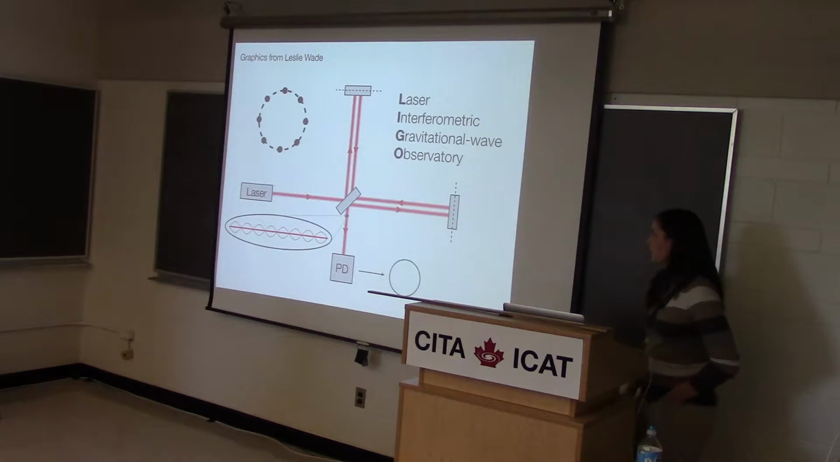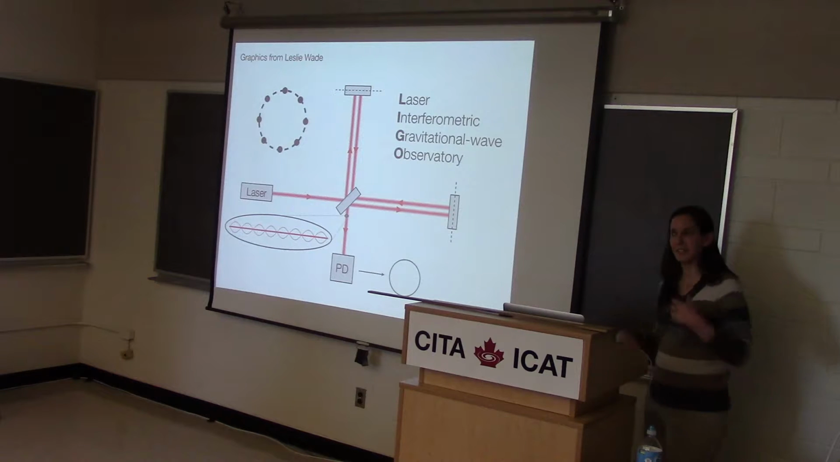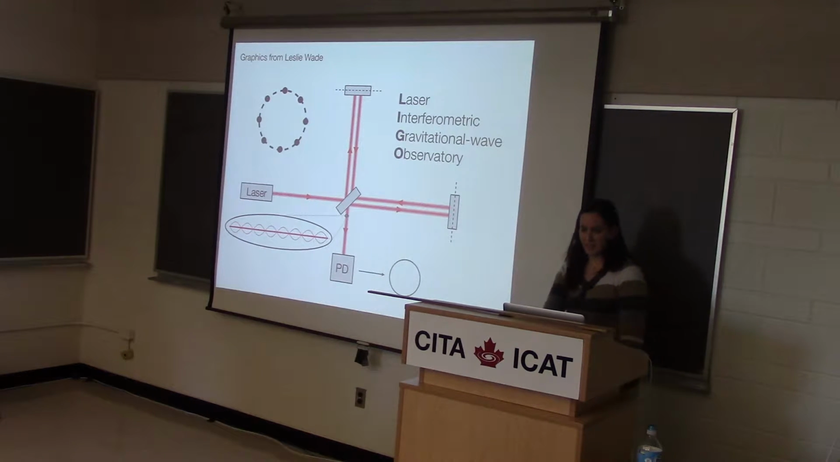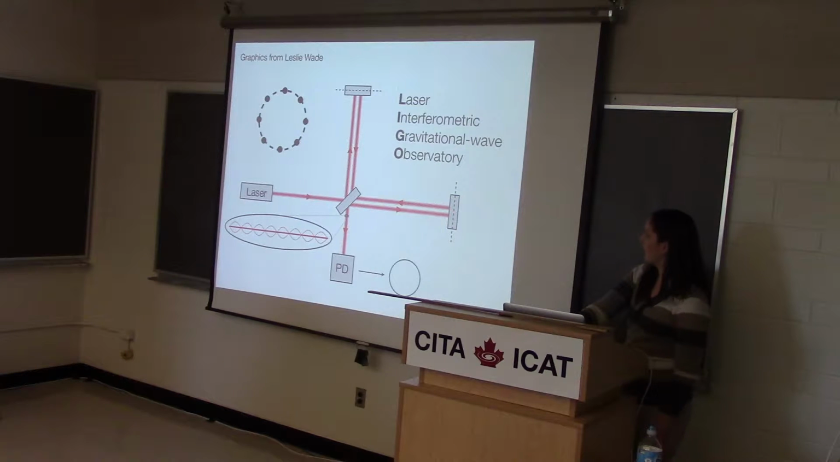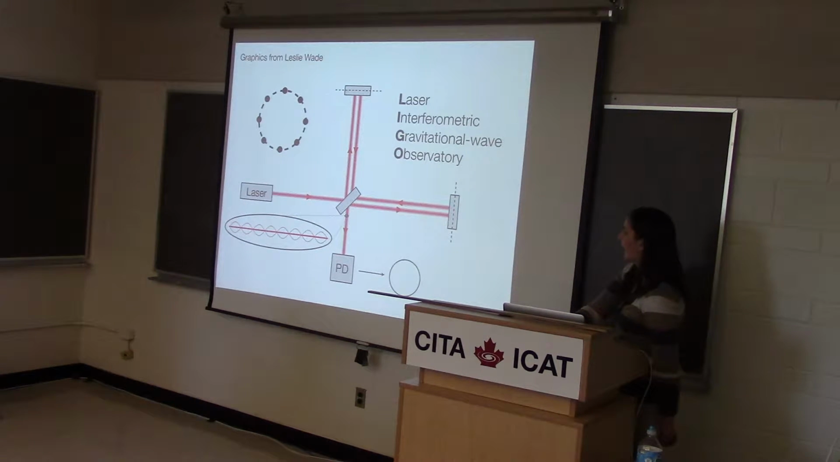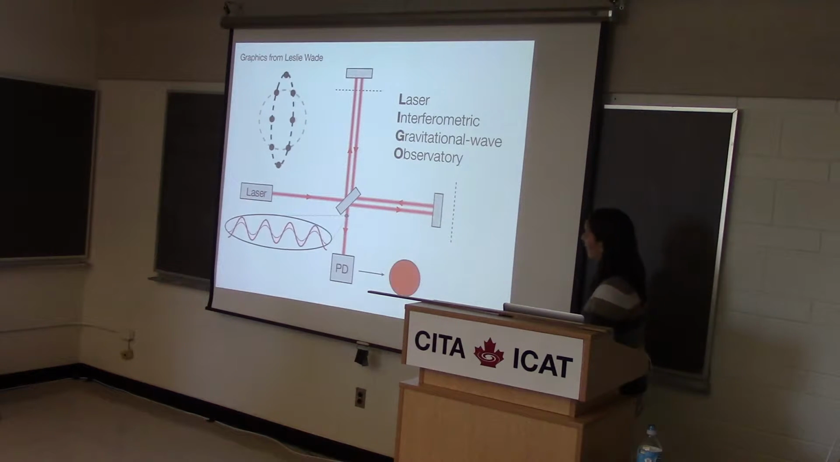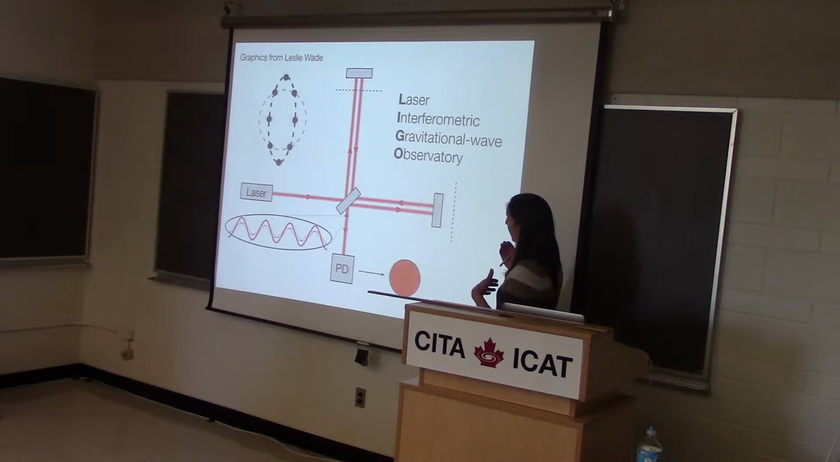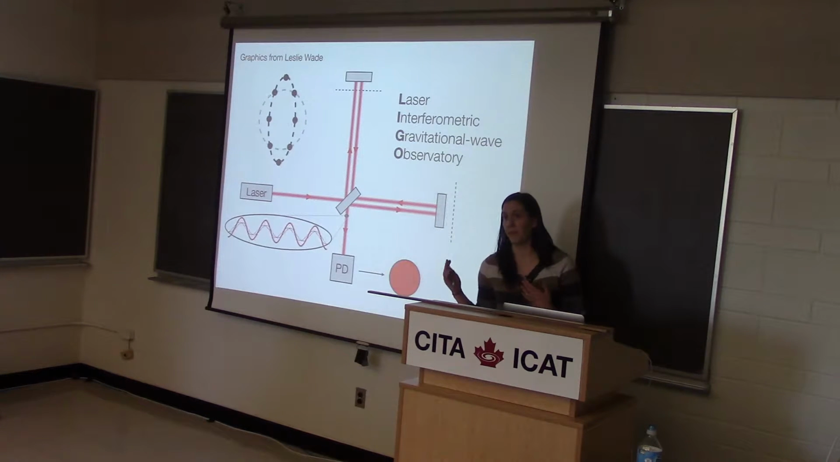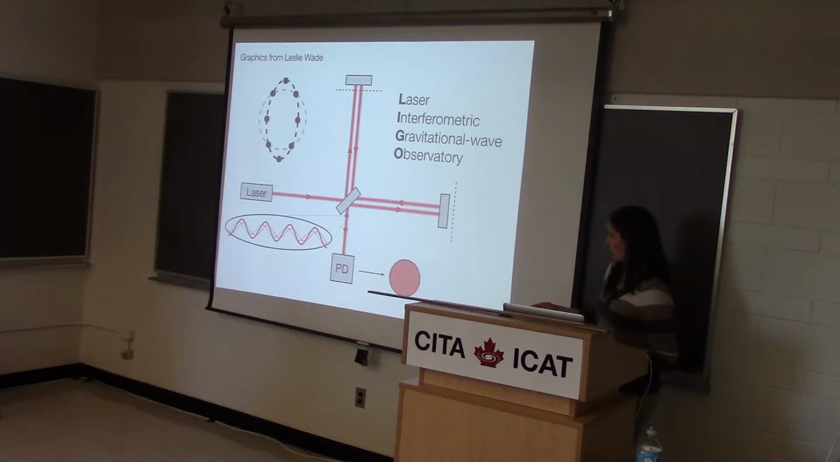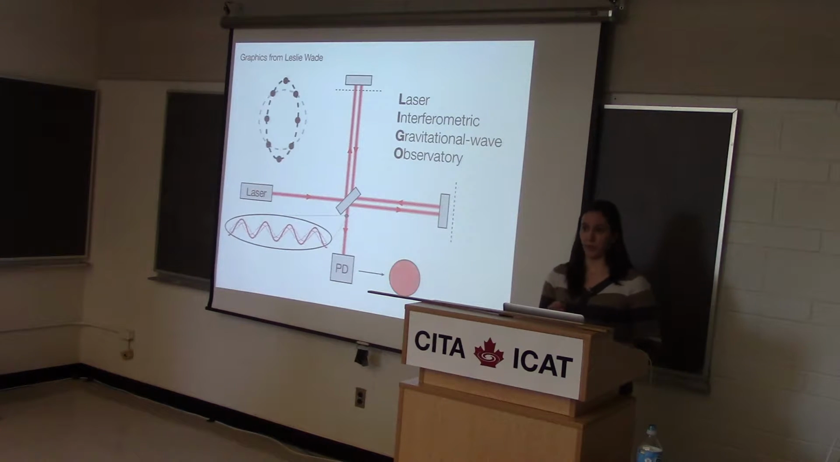So a fun cartoon of LIGO to give a nice intro to what calibration is. If this is one of the LIGO interferometers, which is a very simplified cartoon diagram of one, and a gravitational wave were to propagate into the projector screen here, that would cause changes in the differential arm length of the LIGO detectors, resulting in a change in the interference pattern at our photodetector.